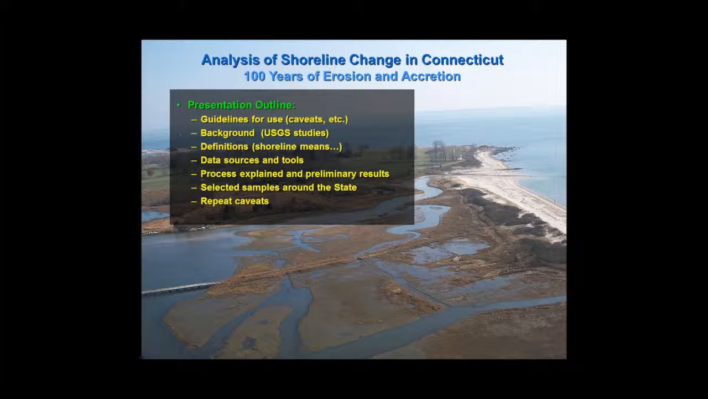Here's just an overview of what we plan to talk about today: guidelines for using this data, and obviously there are caveats built into that. Kevin will go over that in detail. Then I'll give you a little bit of background about how the study started and where we came from in the beginning, where we're basing a lot of our information on previous studies. I'll talk a little bit about the definitions that we're using, and then some of the data sources and tools that we brought up.